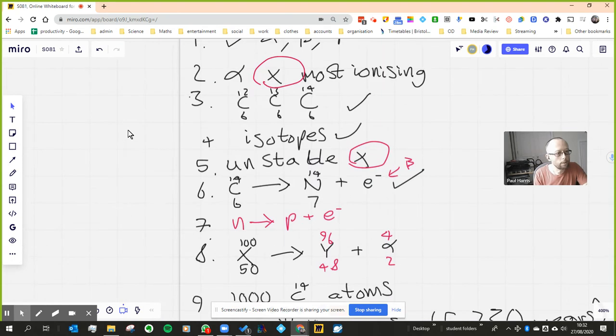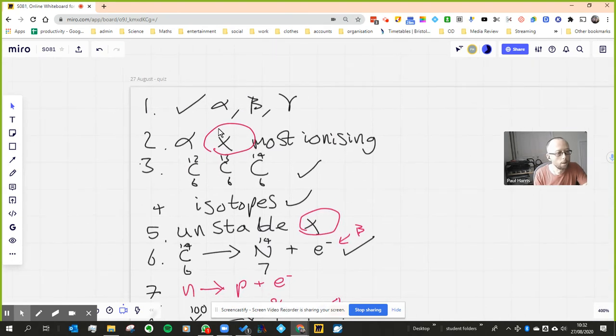So let's have a quick look through this quiz then. So question 1, 3 types of radiation, not a problem. Alpha, beta, gamma, had no problem with that. Alpha is the most ionizing because alpha is a helium nucleus. In other words, an alpha particle is made out of 2 protons and 2 neutrons. Now the neutrons are neutral, so they have no effect on the charge. The protons are positive, so they have a double positive charge. So because it's got the most charge, it's going to be the most ionizing.